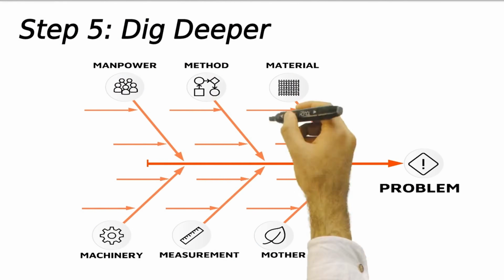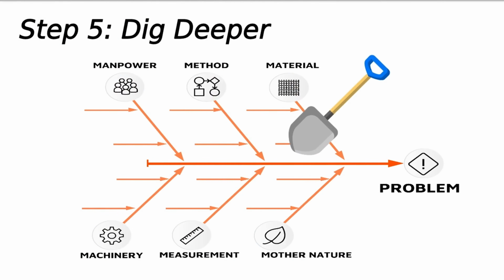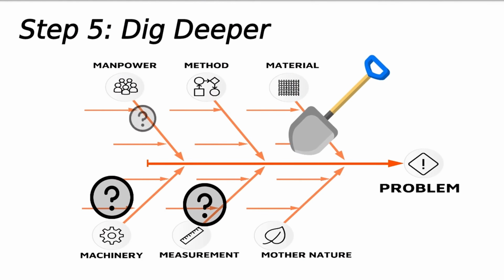Step 5. Dig deeper. Keep branching out until you've exhausted all the possible sub-causes. Don't worry if it looks messy. This is where the magic happens.